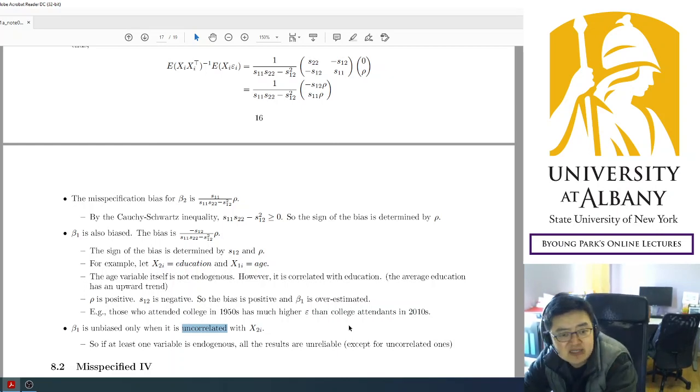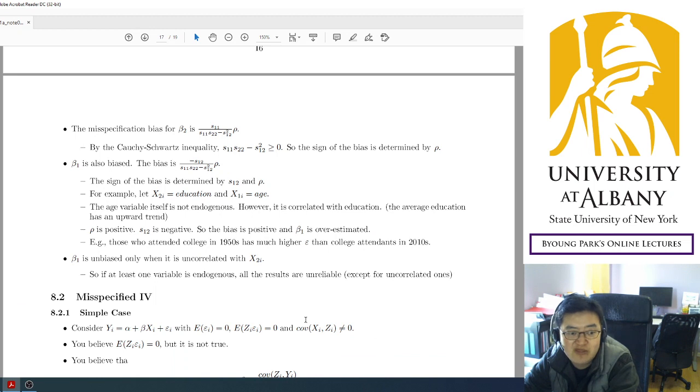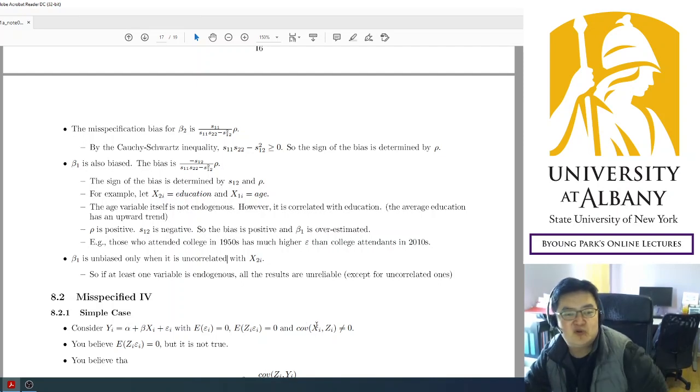Okay, in the next video, I'm going to show you what happens when the exogeneity assumption for an instrument is wrong. So it will be interesting too.